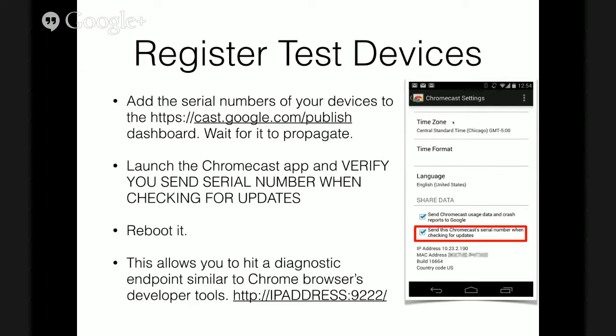And then that lets you debug the thing, so you can actually go to the Chromecast IP address, port 9222. I don't know if you've used the Chrome developer tools at all to debug JavaScript, but you get a really detailed console, and you get the ability to just execute arbitrary JavaScript commands, whatever you want to do.